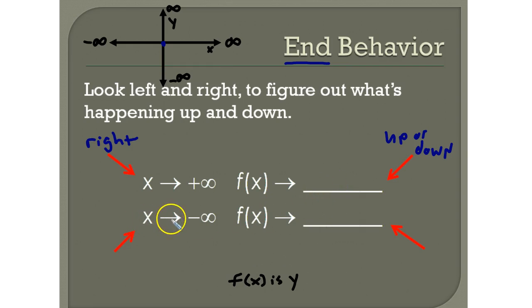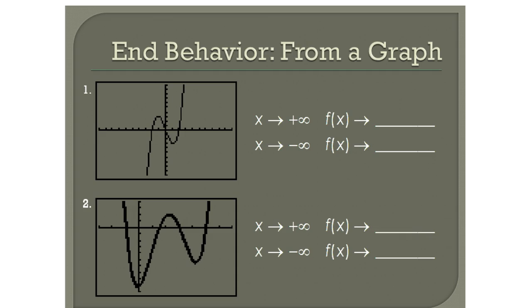And then as x approaches negative infinity, as we go to the left on our function, what's happening to the function there? Is it going up or down? Again, we're looking for up or down. So the key to answering end behavior questions is first memorizing how to write it in this fancy way, and then just figuring out whether the function is up or down on the right, and then up or down on the left. So let's look at some examples.